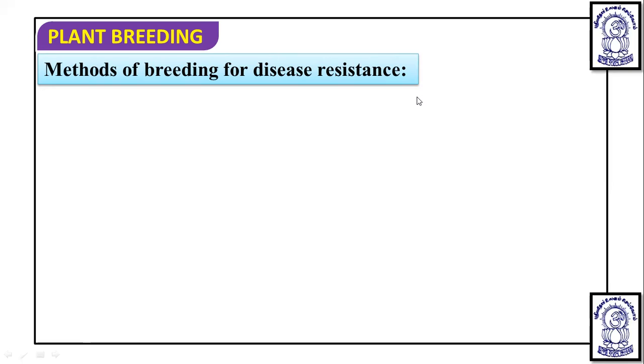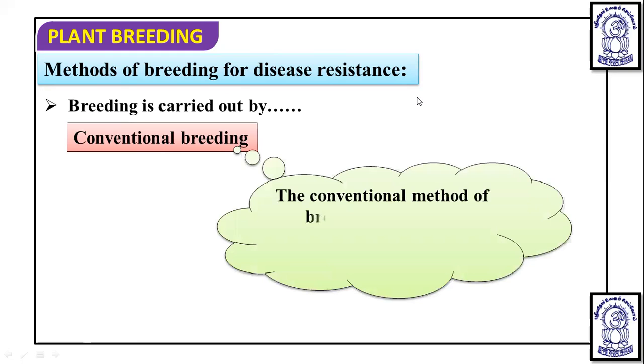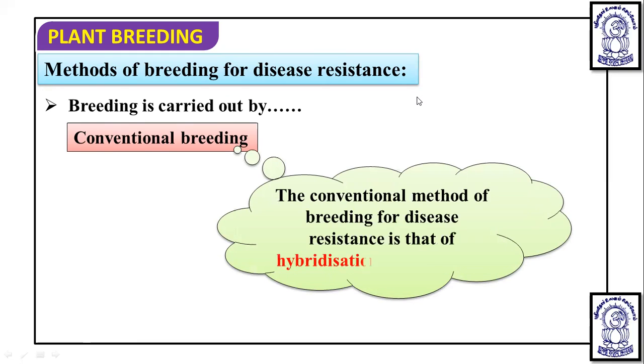So incorporation of disease resistance in an improved variety is the cheapest and hazard free means of controlling disease. It is the cheapest, hazard free method. Rather, it is the only means for a predictable control of many diseases. So breeding for disease resistance is carried out by a conventional breeding technique or by mutational breeding. In conventional breeding, the method of breeding for disease resistance is hybridization and selection.